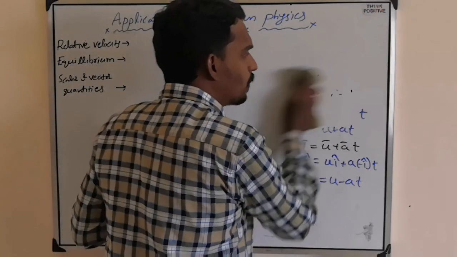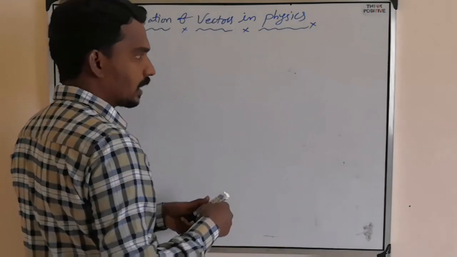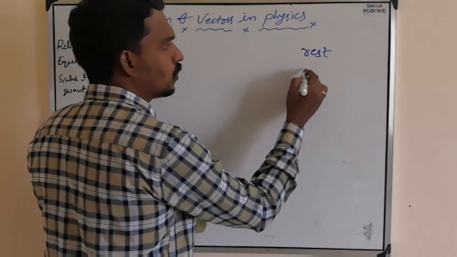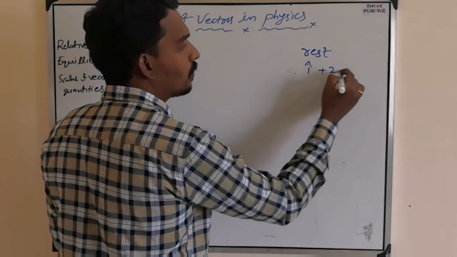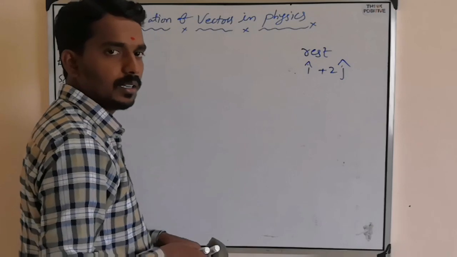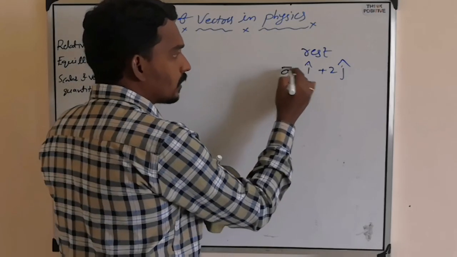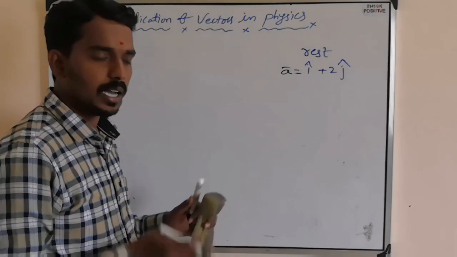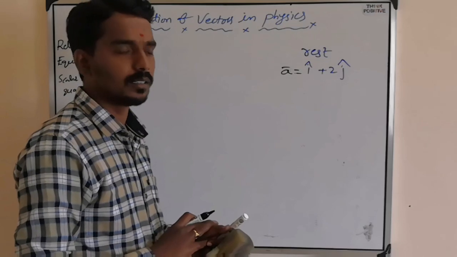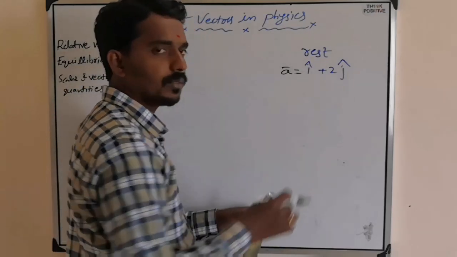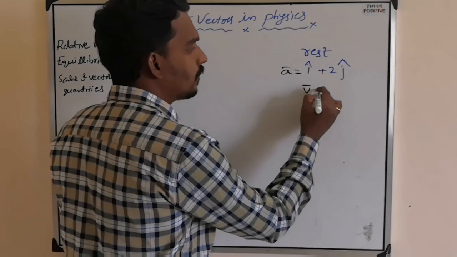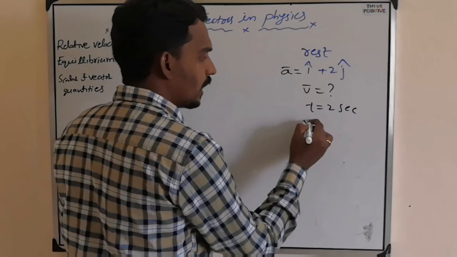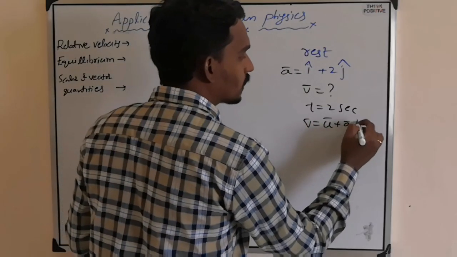But in motion in a plane, what happens, you know? A particle started from rest and accelerated uniformly with i cap plus 2j cap. This is the acceleration. There is one x acceleration, there is one y acceleration. Earlier there was only one acceleration. So acceleration is in vector form. Then find the velocity after 2 seconds. Then the same equation you will use, but in vector form.